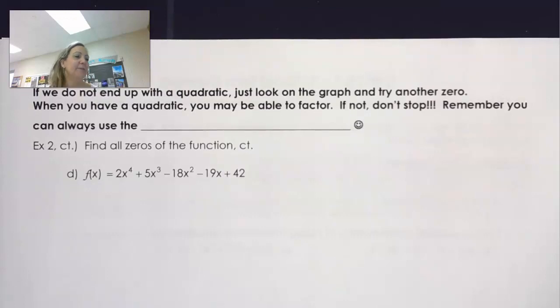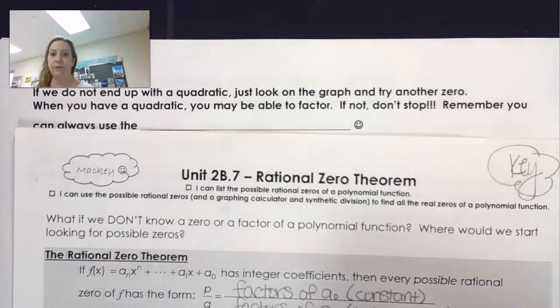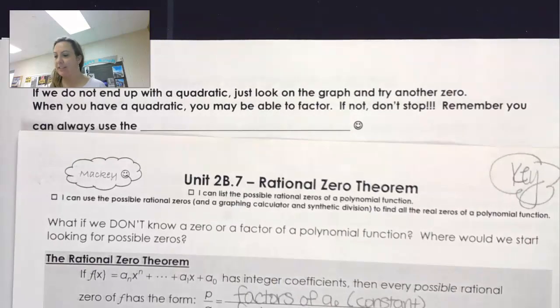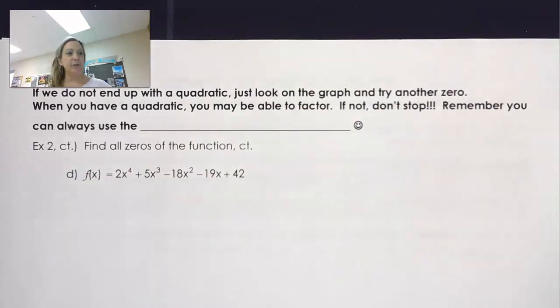Hi there. Today we're going to be finishing up our unit 2B.7, which is on the rational zero theorem. And what we're doing is we are finding all the zeros of the function. And one of the things we looked at the other day is to use our graphing calculator to help us.